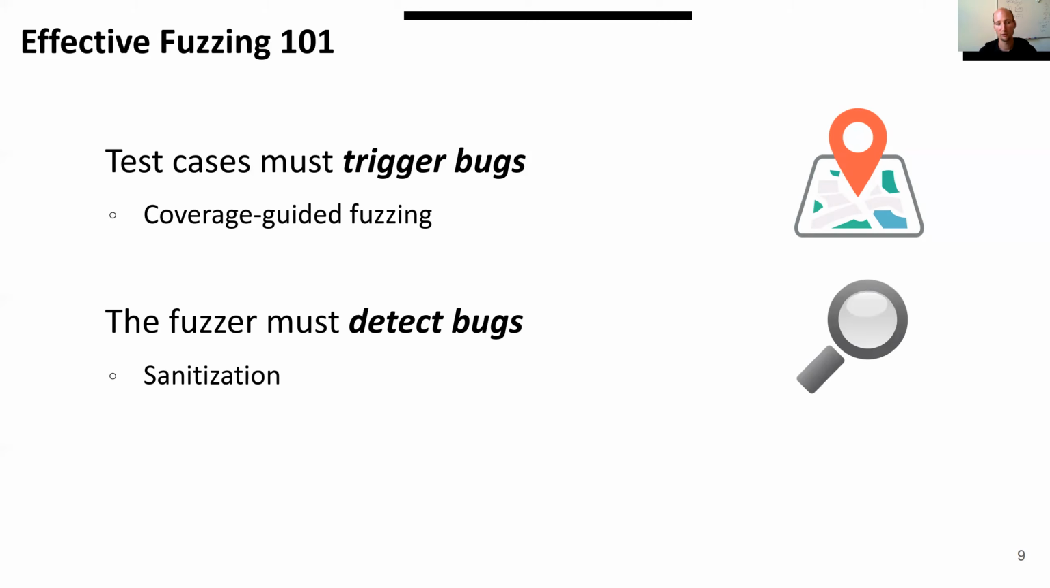Second, the fuzzer must actually be able to detect bugs and underlying vulnerabilities. And this is where sanitization comes in. If you think about bugs, if there is a buffer overflow and we have some random input, if you just write one byte past the end of the buffer, chances are the program will not even crash.